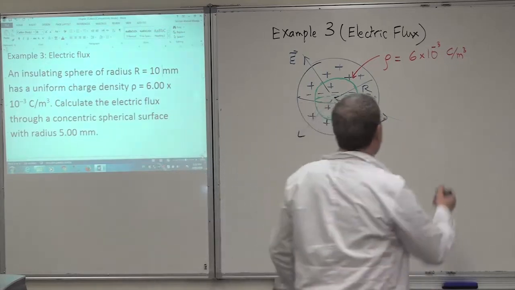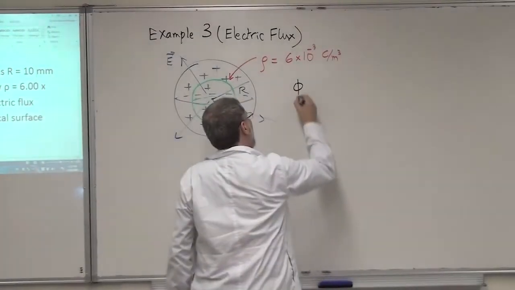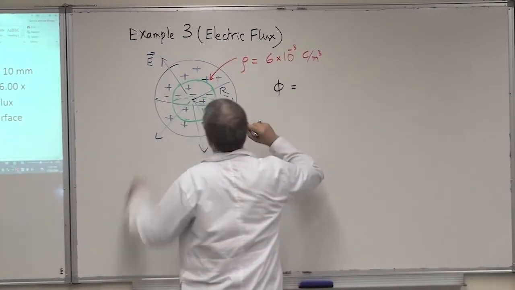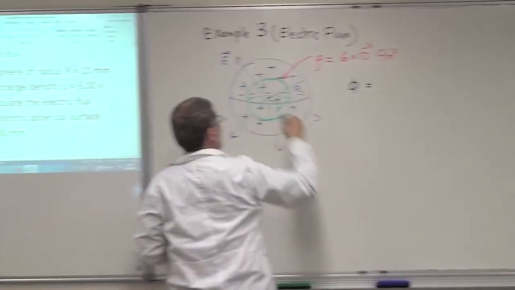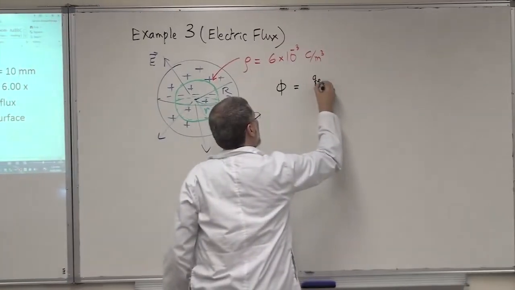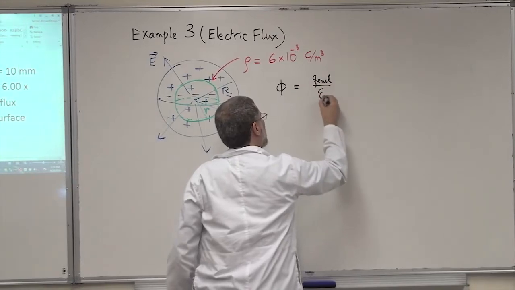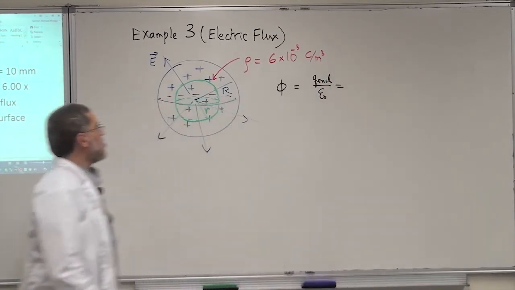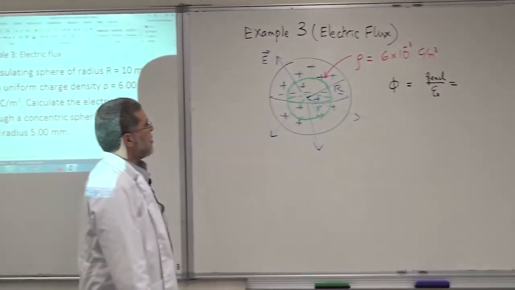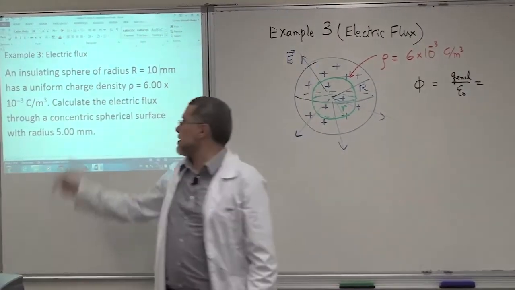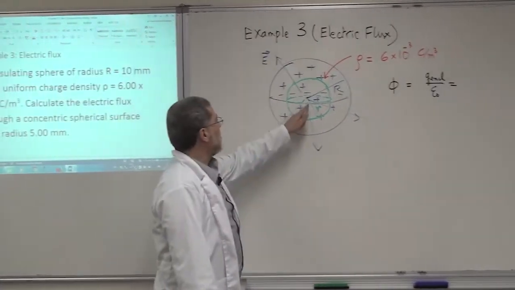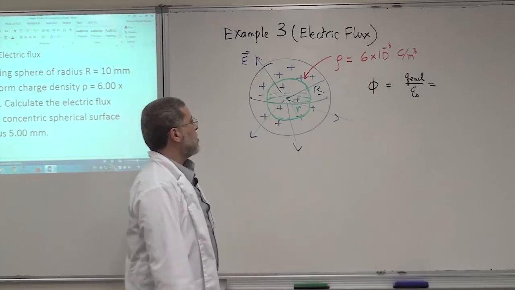So the flux through this green surface is equal to Q enclosed over epsilon 0. What is the charge enclosed by this green surface, which has a radius of 5 millimeter?